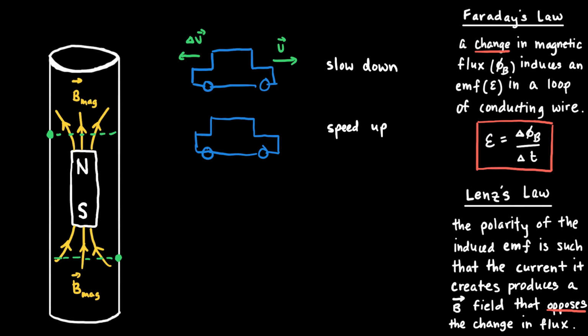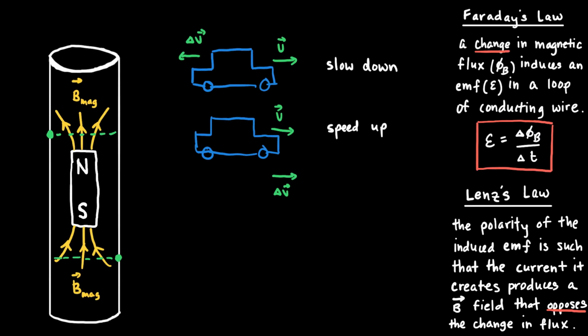And in this case, the car was still traveling to the right, but this time we wanted to speed up, then the change in the velocity would have to be in the same direction. Delta v would need to also point to the right. And so when we want to slow down, the change in the quantity has to point in the opposite direction, and when we want to speed up, then the change in that quantity needs to point in the same direction.